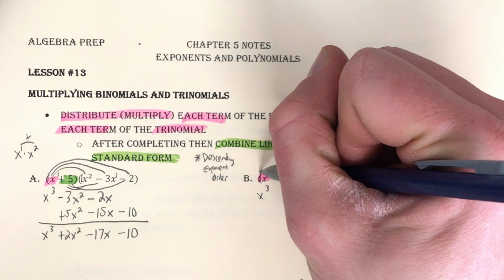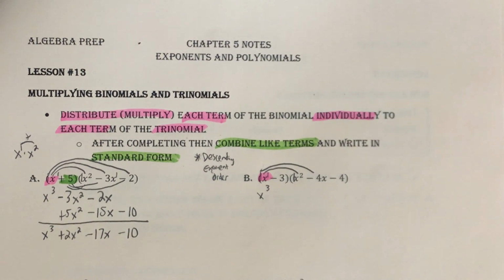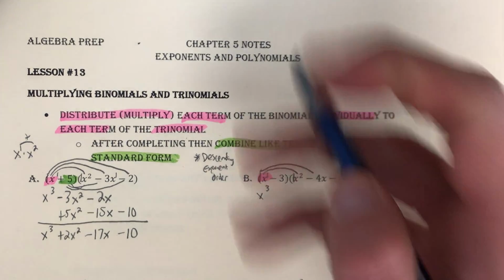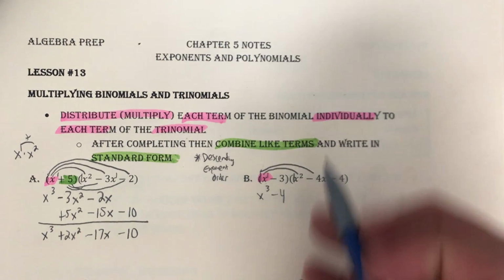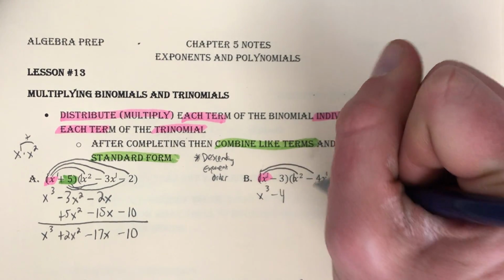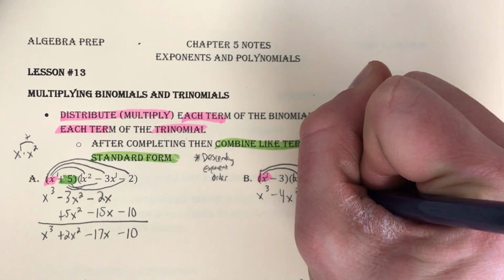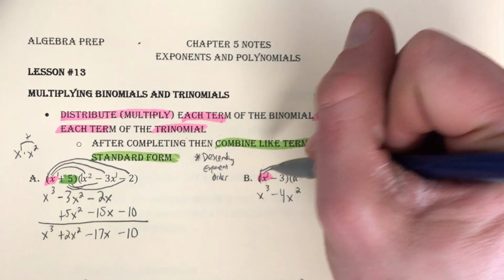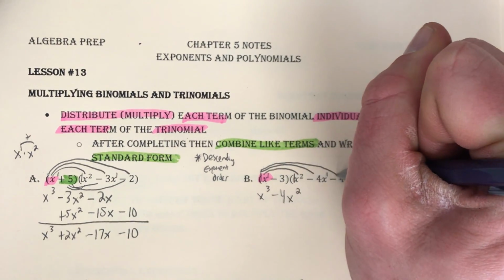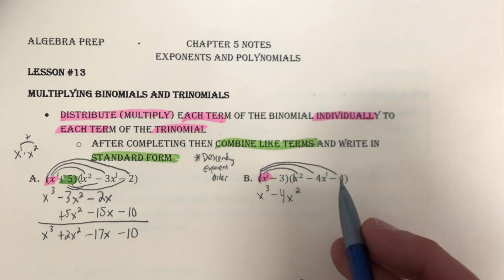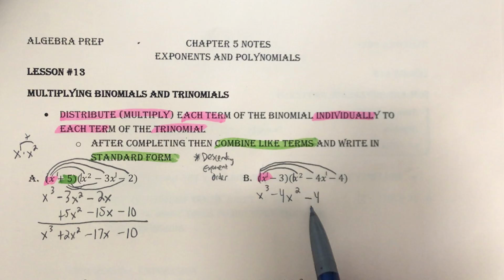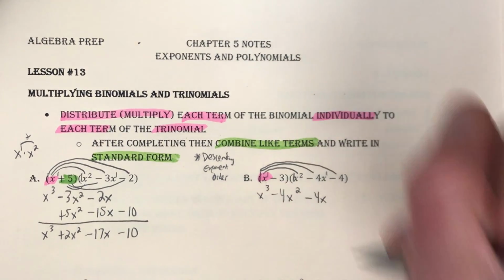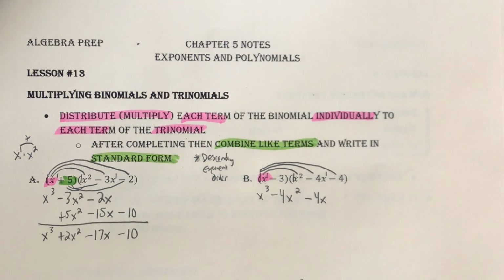Then the second term, x times negative 4x. Well, 1 times negative 4 is negative 4, and x times x, add the exponents, so 1 plus 1 is 2, so x squared. Then the third term, x times negative 4. Well, 1 times negative 4 is negative 4. This is the only x involved, so I'm going to bring that down, and that is the first part of the multiplication.